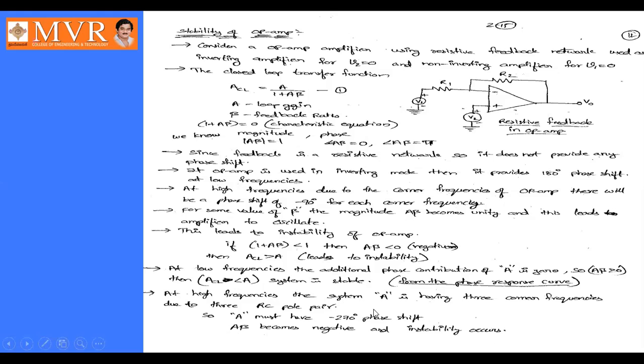At high frequencies, the system A has three corner frequencies due to the RC pole pairs. So A must have a phase shift of minus 270 degrees. That means here we are going to consider three corner frequencies, and each corner frequency is going to shift the phase by 90 degrees. So 3 into minus 90 is 270 degrees of phase shift. Then A beta becomes negative and instability occurs. There will be instability in the system.